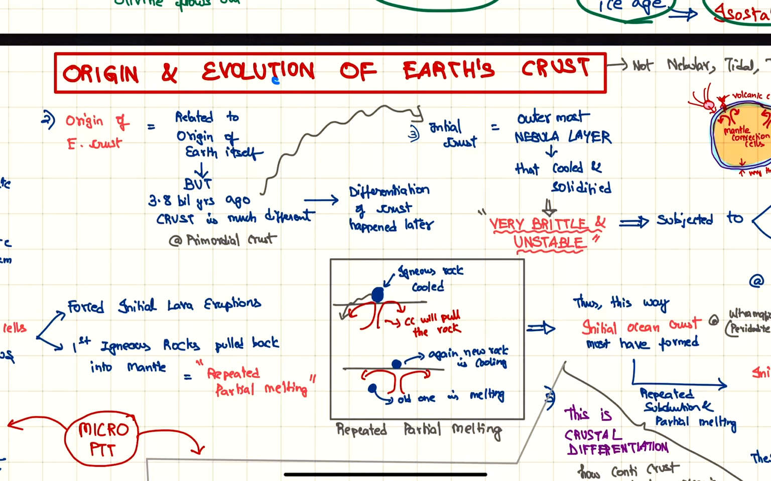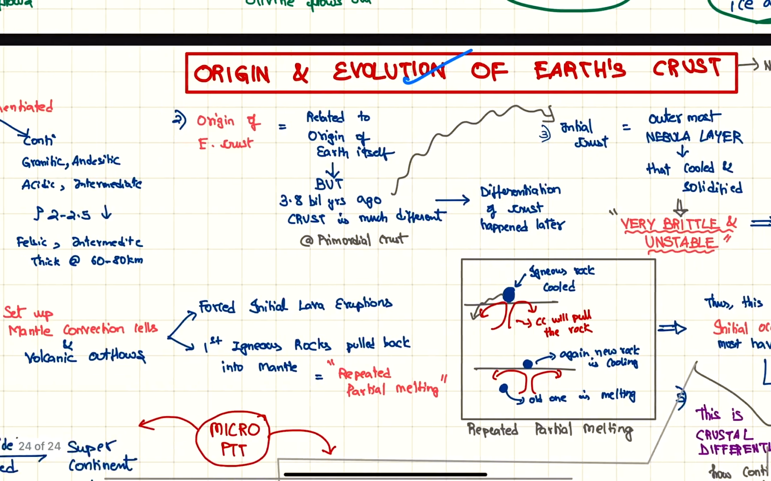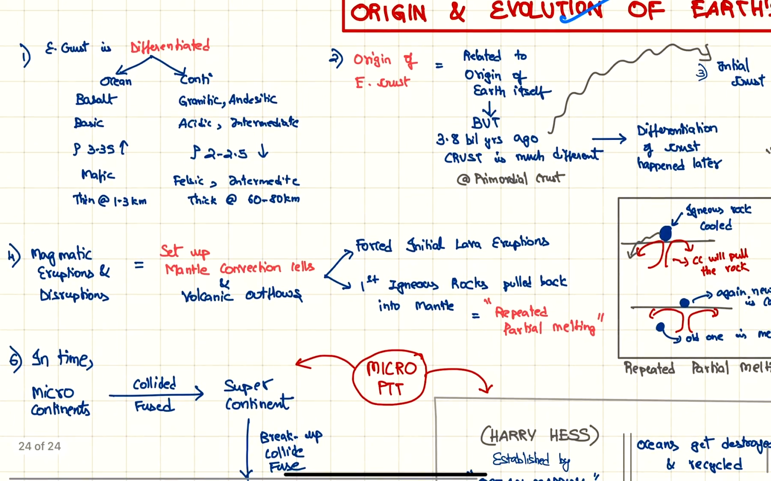Okay, origin and evolution of Earth's crust. It is not the same as the origin of the Earth, which we've seen already, like the nebula theory, tidal hypothesis, and Big Bang theory. This is the origin of the Earth's crust. So we know that Earth's crust is differentiated into oceanic crust and continental crust.